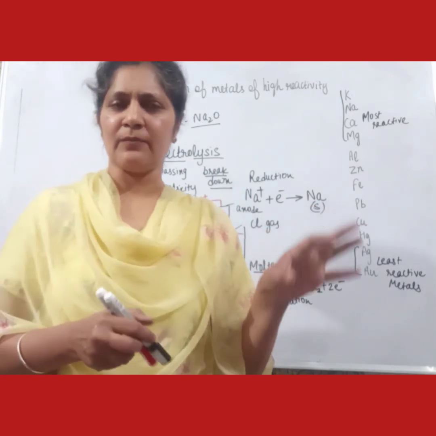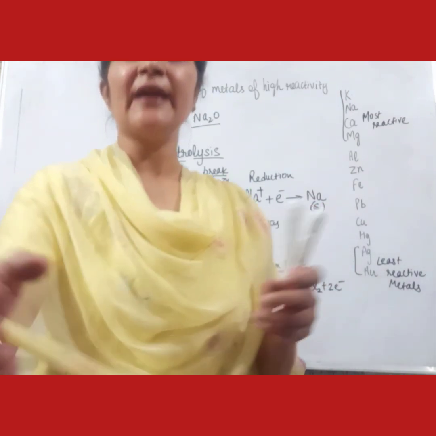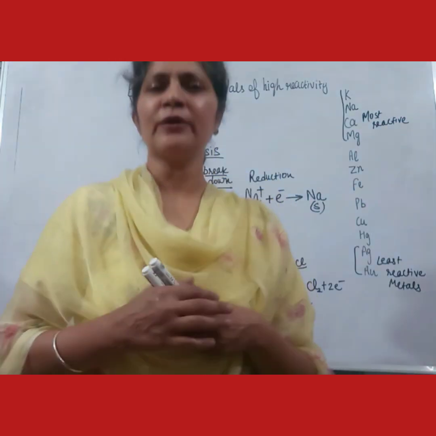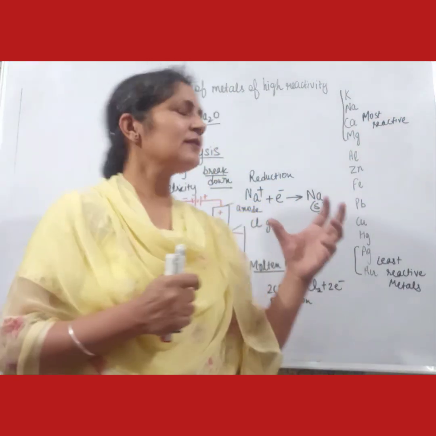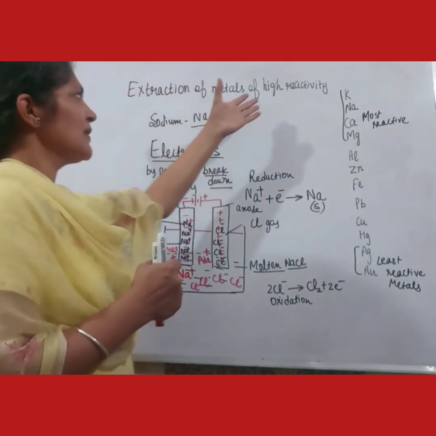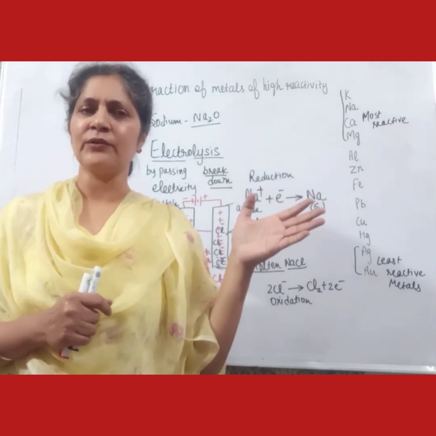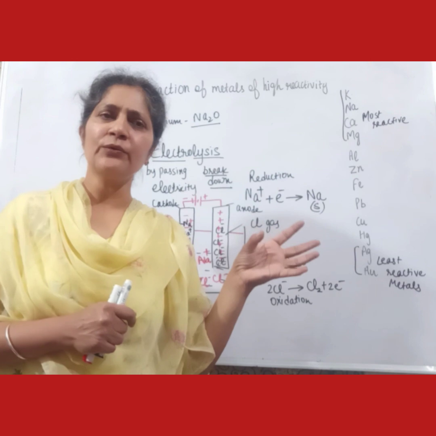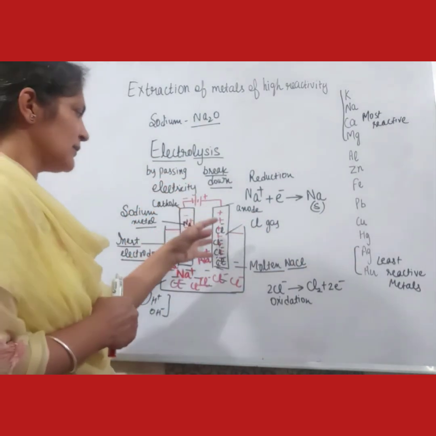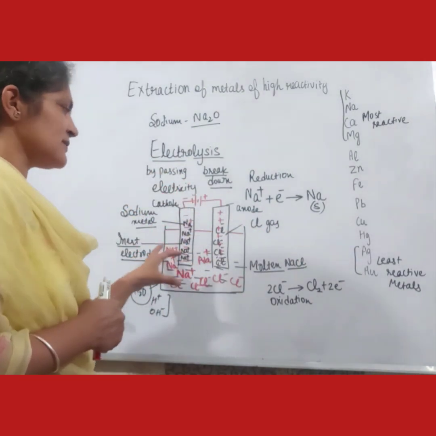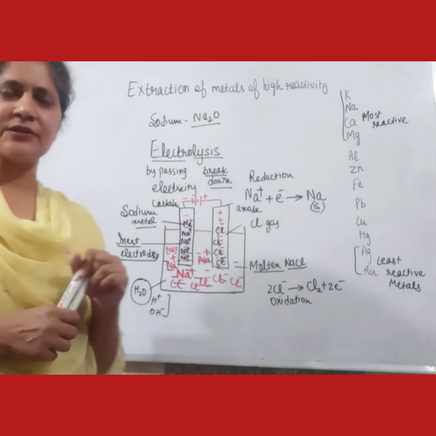So this is all about electrolytic reduction, by which the metals of higher reactivity can be extracted. Students, that's all for today. What did we discuss? We discussed the extraction of metals of high reactivity, which can be extracted by electrolytic reduction. We took the example of molten sodium chloride and saw the process of electrolytic reduction.